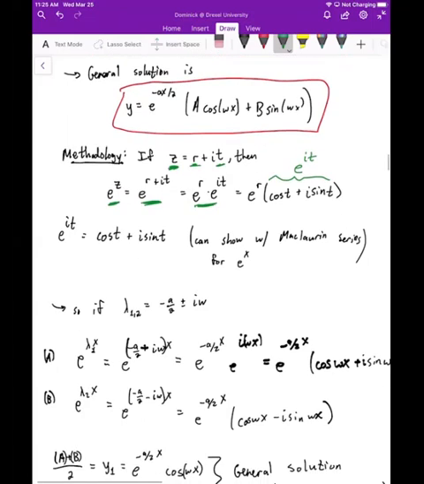Now, I'm not going to go through it here, but the idea is that you can show this pretty easily using a Maclaurin series for e to the x. So your Maclaurin series is e to the w is equal to 1 plus w plus w squared over 2 factorial plus w to the third over 3 factorial and so on and so forth.